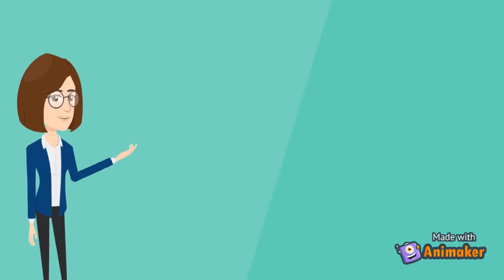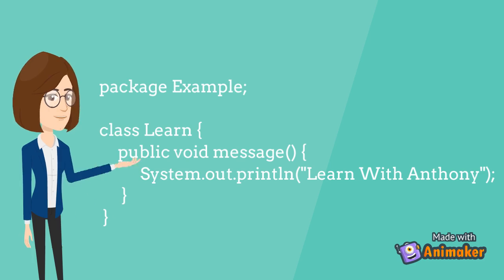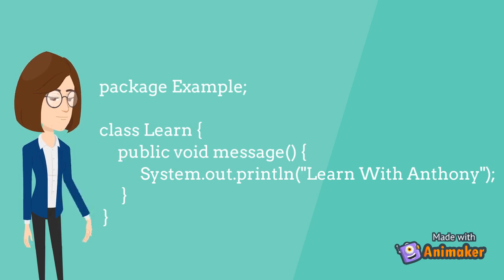Now, let's see an example for the public access modifier. In this example, there is a class named learn and a method named message. The method is declared as public. The class is declared within the package named example. The method that is declared as public can be accessed within the same class, within the same package, and also from outside the package. That is, the public access modifier is accessible from anywhere.